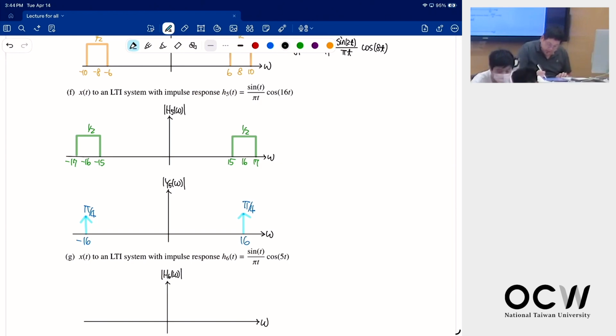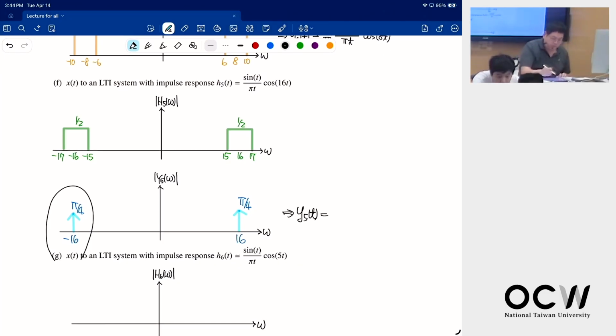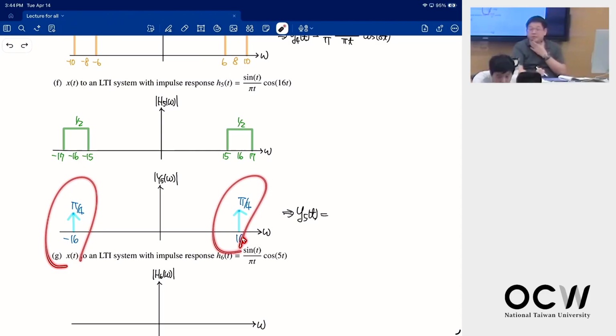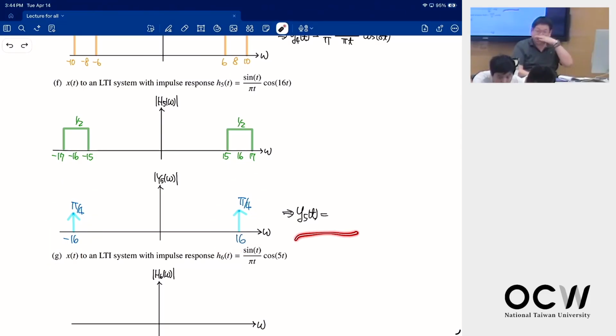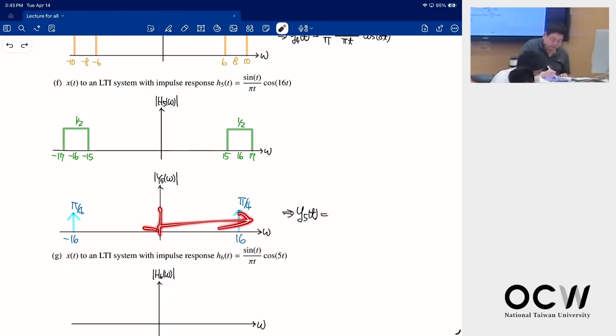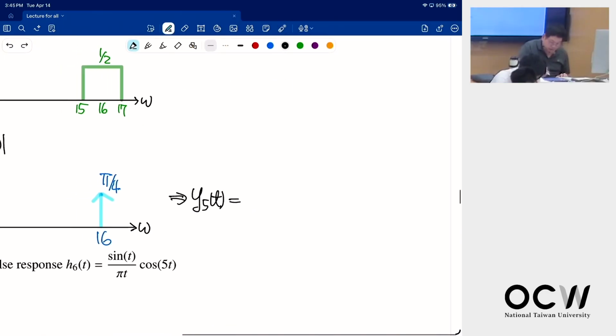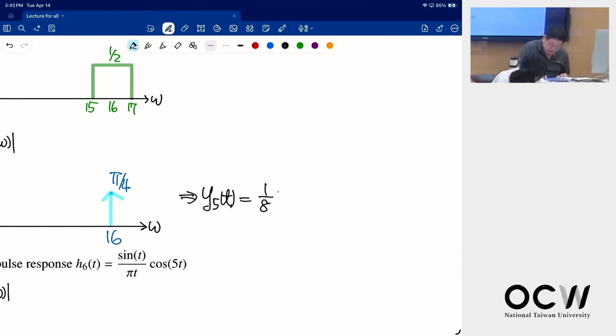Then what is the output? If I have two impulses in frequency domain, then in time domain, what do we have? Because I have a cosine and I shift to the right, shift to the left. Okay? You can also think about this is cosine (16t).